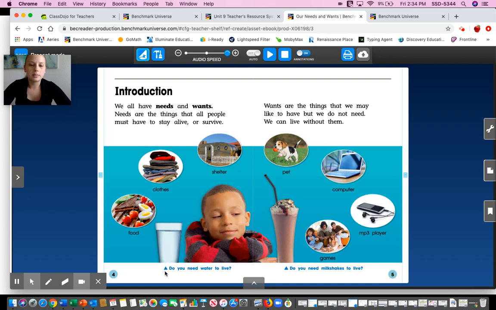If you look under the picture, there's labels too. It's pointing up, says, do you need water to live? Yes. Let's look at this question. Do you need milkshakes to live? No, you just want that.